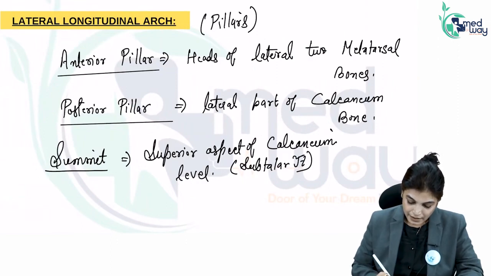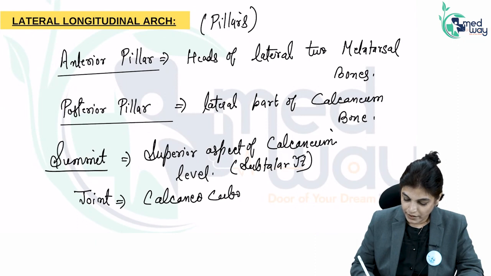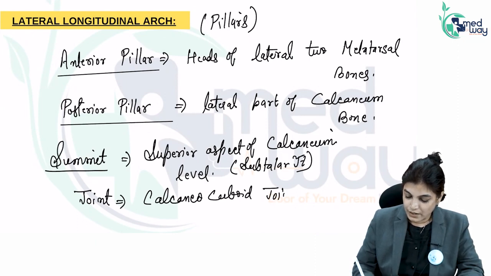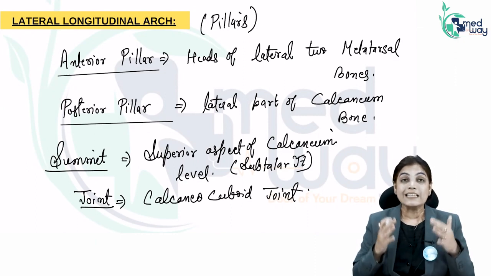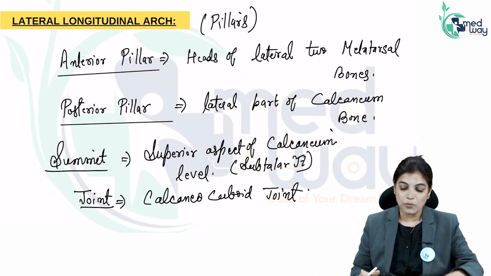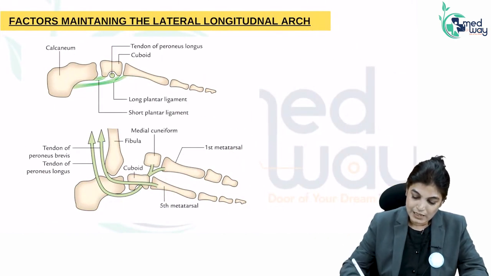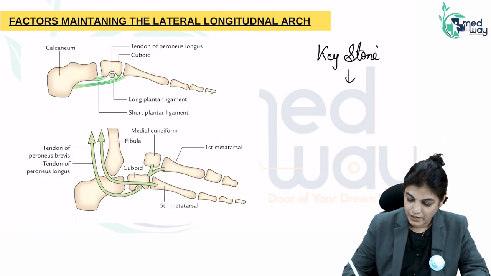And other than that, if we talk about the joint, the most important joint is the calcaneocuboid joint. If we talk about the keystone of the lateral longitudinal arch, the keystone is the cuboid bone, the most important bone.